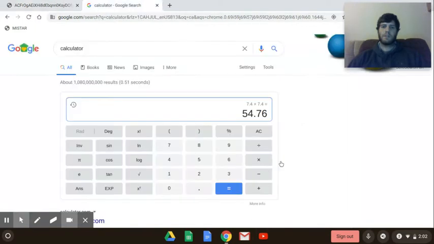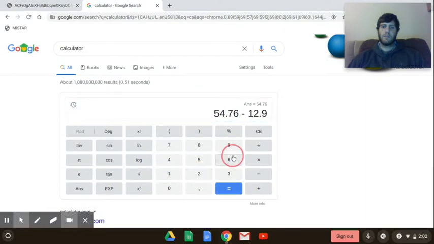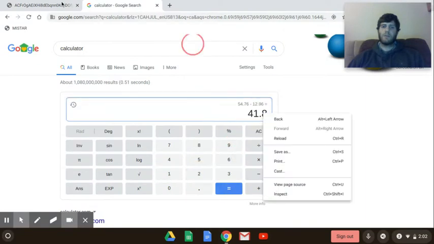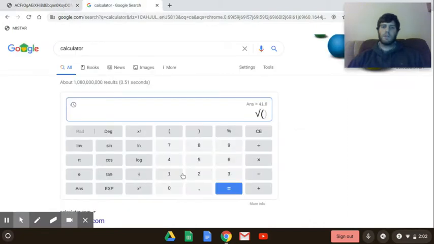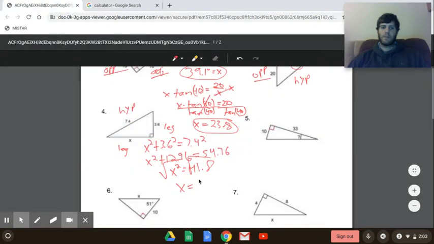Subtract 12.96 from both sides. That gives us 41.8. So x squared equals 41.8. To get rid of the square, you take the square root, so we square root both sides. It should be plus or minus, but we're dealing with length, so we only want the positive. So the square root of 41.8 is going to give us 6.5. Okay, so x is going to be 6.5. And again, that makes sense. That side's a little longer, and it's smaller than the hypotenuse.